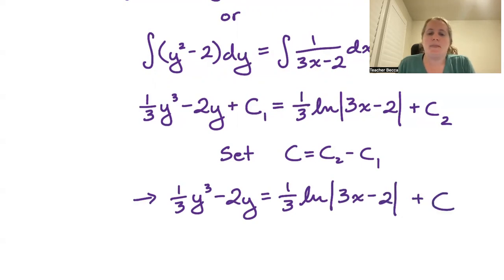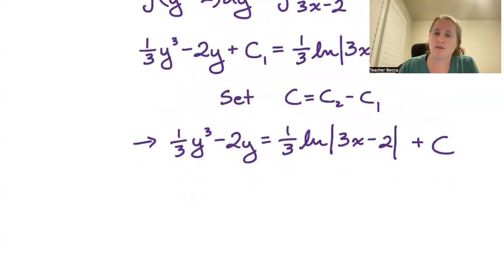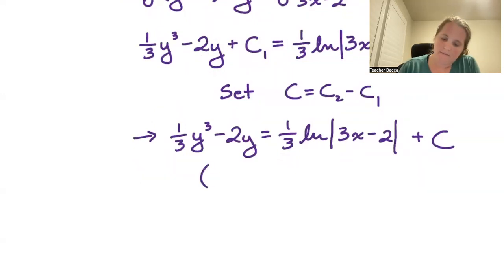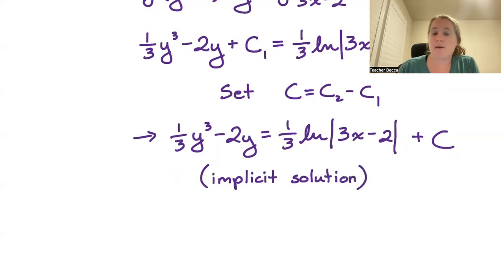So with separable equations, sometimes our solution is not in explicit form. Here we get an implicitly defined solution. That's completely acceptable at this point. So we have an equation relating y and x. It's technically not currently written in function form.